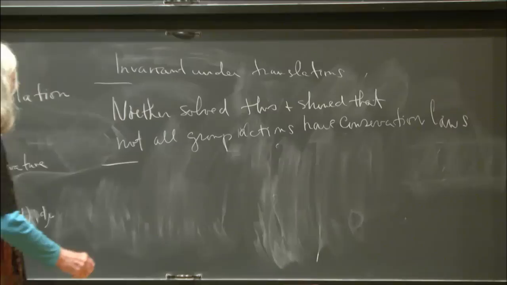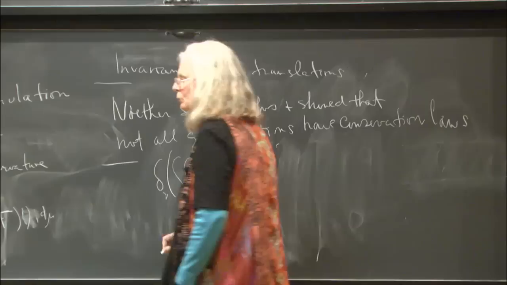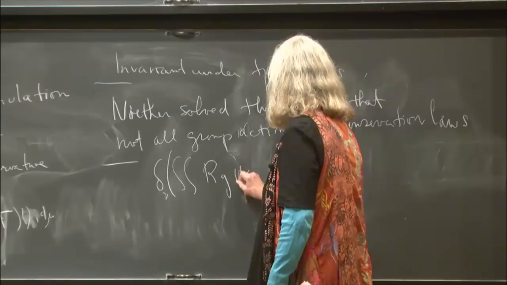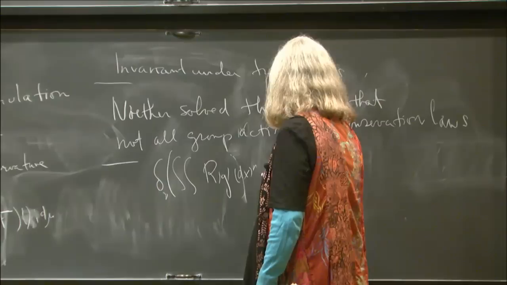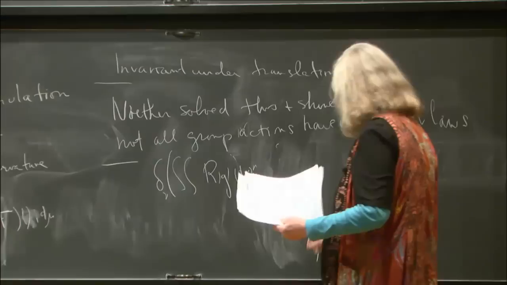That is, when you look at the variation now of R, G, we take the variation of this in the direction of a vector field, which is, after all, the infinitesimal transformation of dx to the n, right? I'm really getting out of time. Sorry. Before I do this, I need to actually prove Noether's theorem for you. Okay, that's not very hard, so I'll do that.